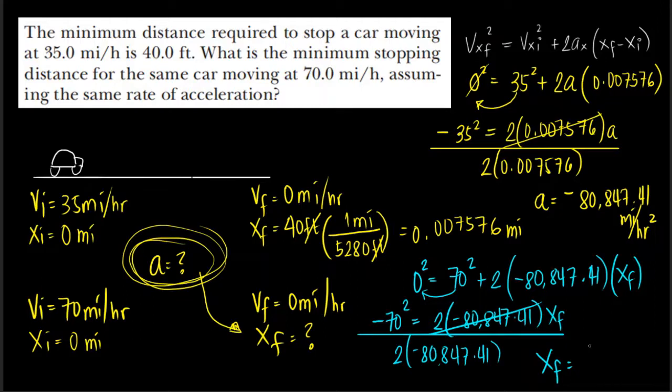x of f is 70 squared divided by 2 times negative 80,847.41. So, I put a negative on top, and there is also a negative at the bottom. So, it becomes positive. I have 0.0303. This is miles, remember? Okay.